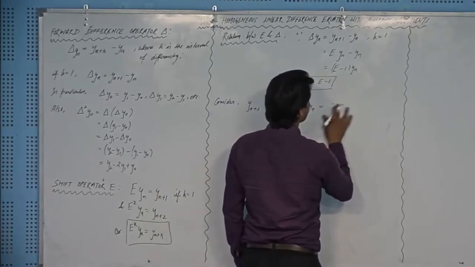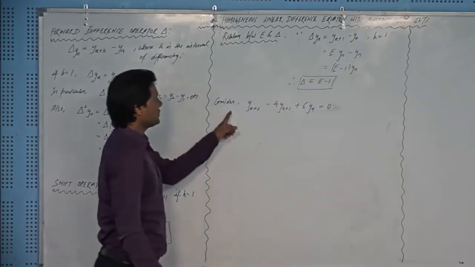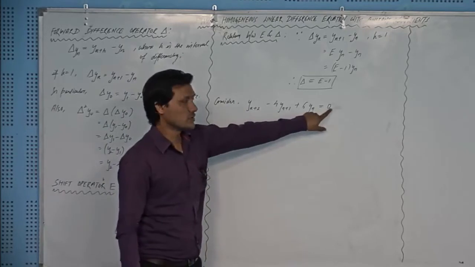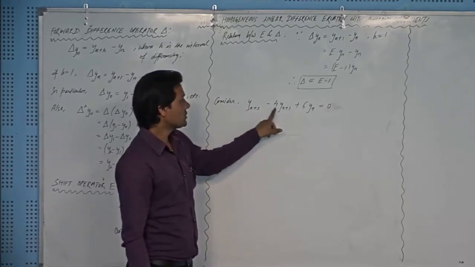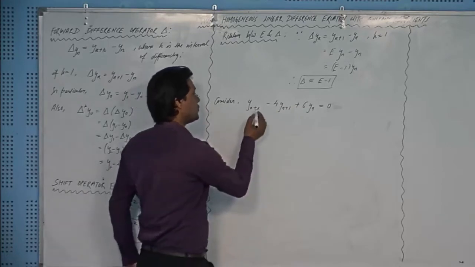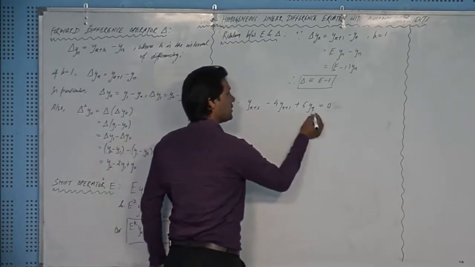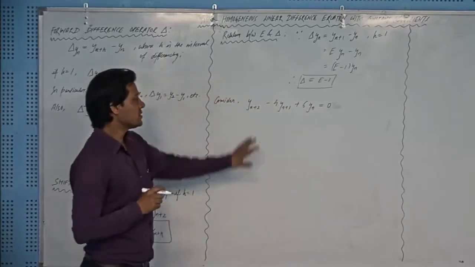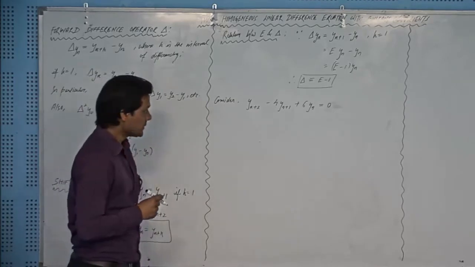Or should I write 0 here? So this is a difference equation, and it is homogeneous because the right side is 0 and all of the coefficients are constants. And this is of order 2 because the difference between the highest subscript and the least subscript, if you subtract these two, you will get 2. It means that this is a difference equation of order 2.